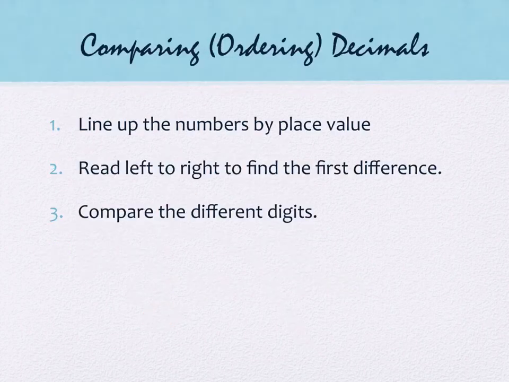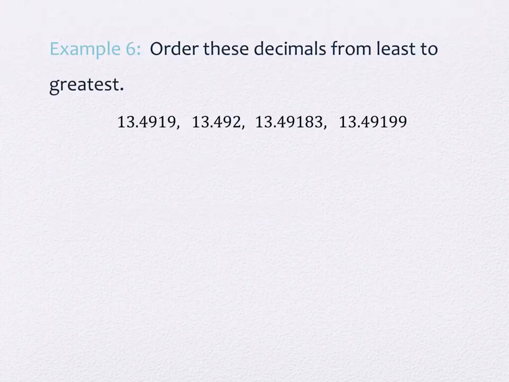All right, we're going to look at comparing or ordering, putting decimals in order. So we do this by lining up the numbers by place value. What that means for me is I put them vertically on top of each other so I can see them easier. We're going to read the numbers from left to right to find the first difference, that is the first place where they are different. And number 3 is that we're going to compare the different digits. So example 6 has these numbers.